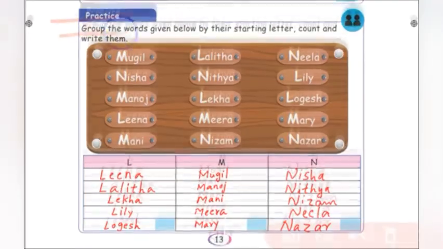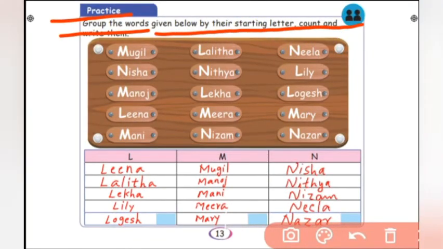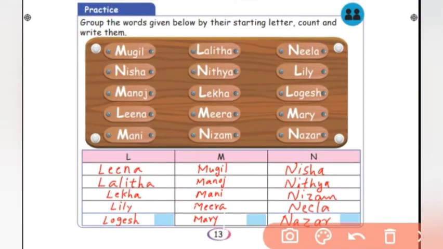See this practice. The words given below by their starting letter, write them. So, முன்னாடி பார்த்த மாதிரியே தான் starting letter same letter வர name கீழே write பண்ணுங்க. அப்புறமா அது எவ்வளோன்னு count பண்ணுங்க. See, first one starting with L. Lalitha, Lily, Lekha, Lokesh and Leena. You have to write the names here and count 1, 2, 3, 4, 5. So, you have to write here 5.